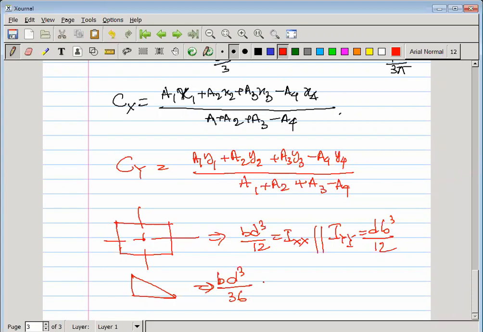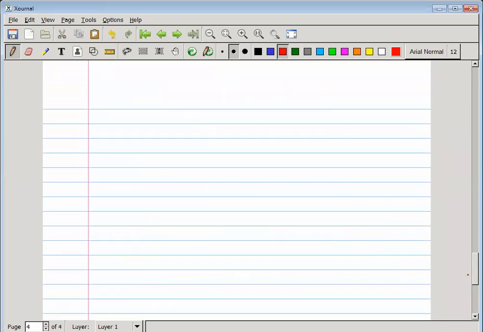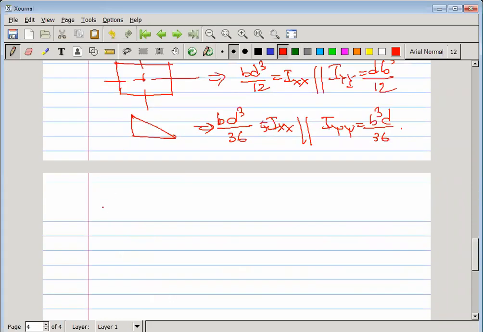Similarly, I of yy is b cube d by 36. This formula you have to remember. After that, for rectangle and two triangles, what else? One semicircle, right? The semicircle is very, very important which you need to understand. When any axis passes through the centroid, for both rectangle and triangle, this formula you can use.